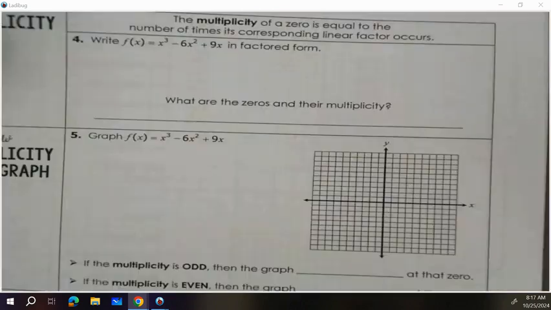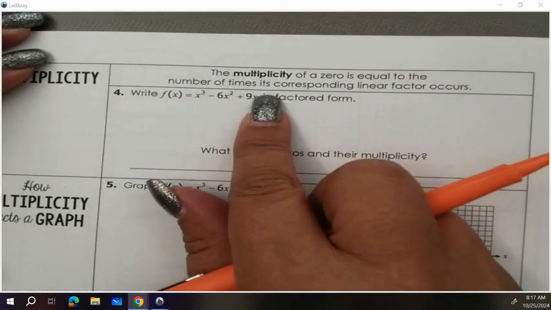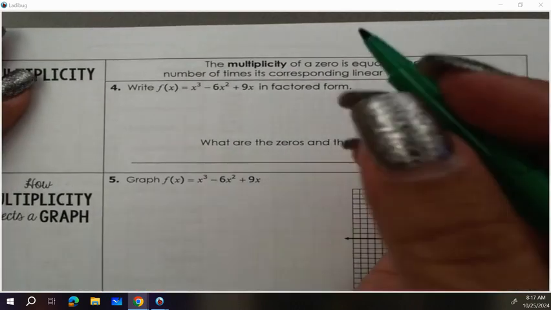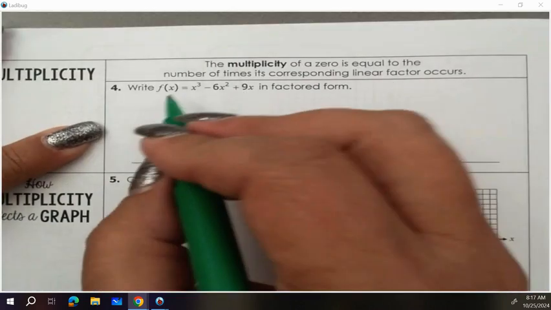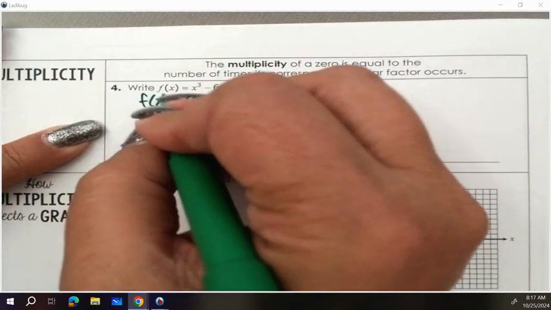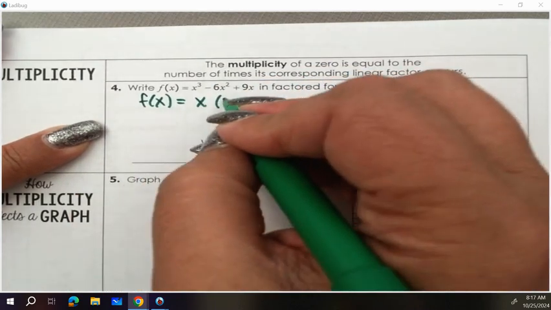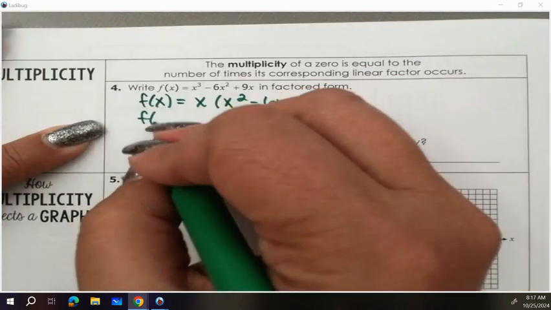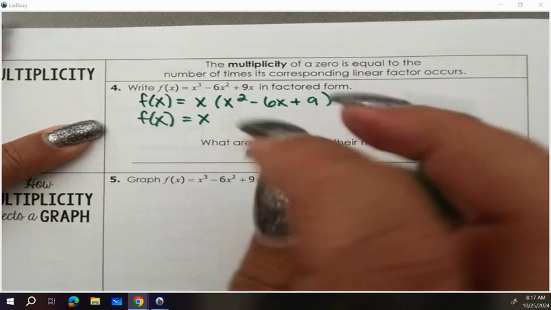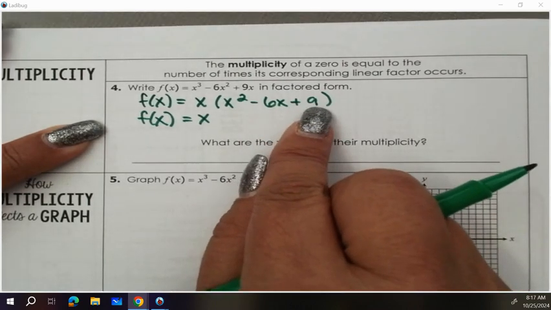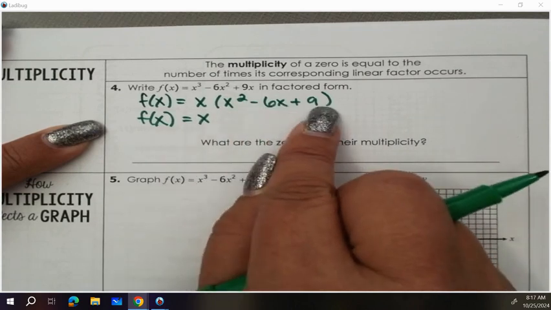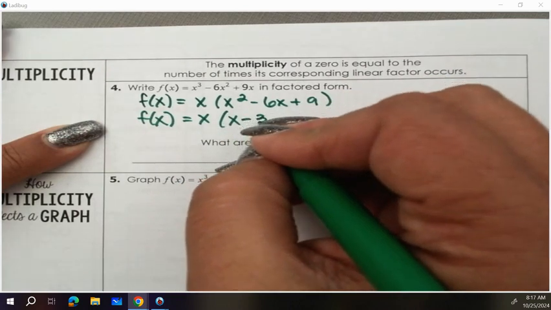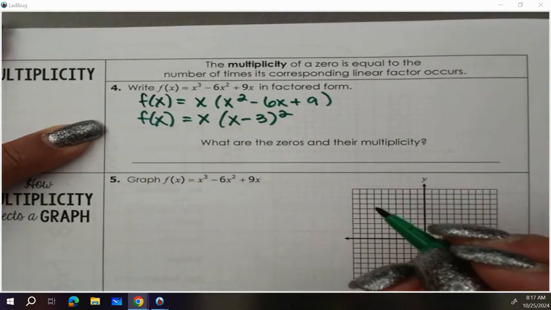All right, let's talk about this one. The multiplicity of a zero is equal to the number of times the linear factor occurs. So let's look at what happens with multiplicities when I do it linear. So write this in factored form. We know how to do that. Take out the GCF, which is an x, leaving me x squared minus 6x plus 9. So now look at this guy left over. Trinomial, and it's a perfect square trinomial because 9 is a perfect square, x is a perfect square: x minus 3 squared.